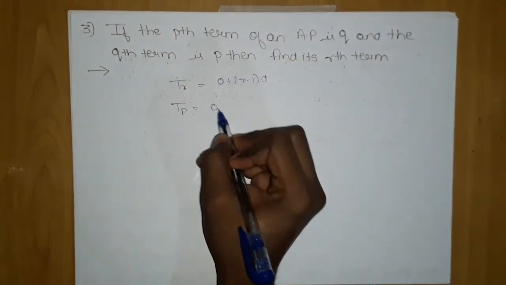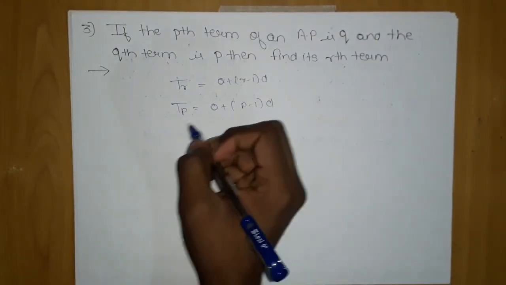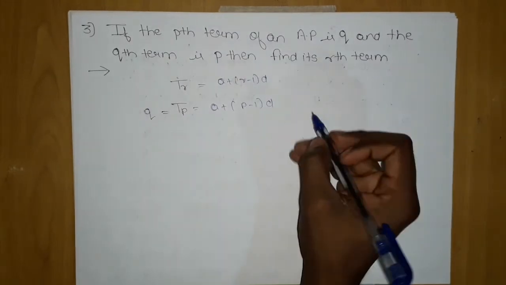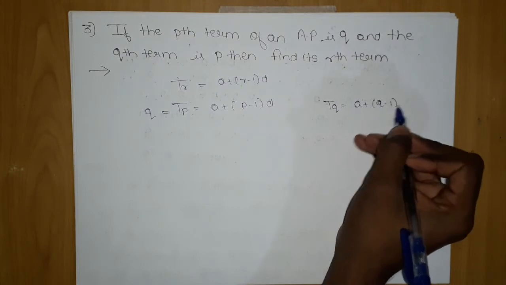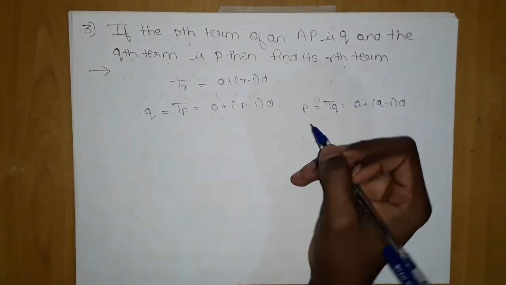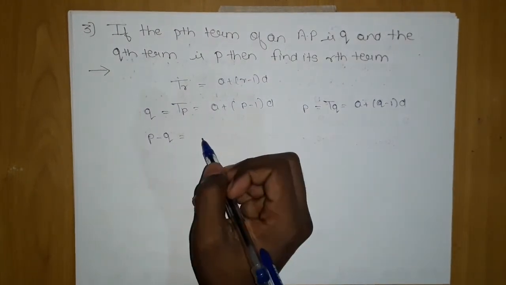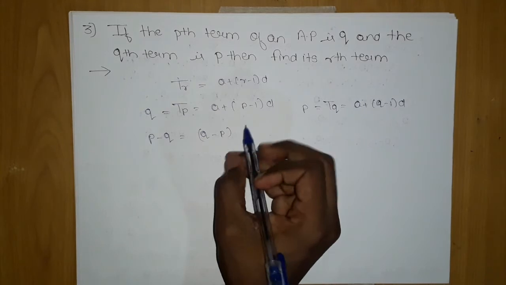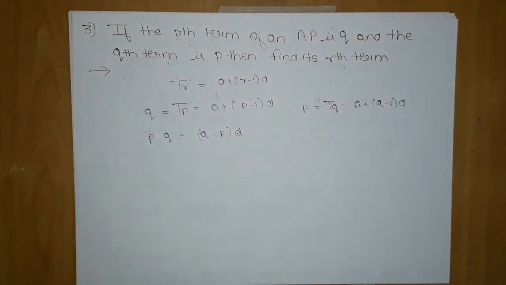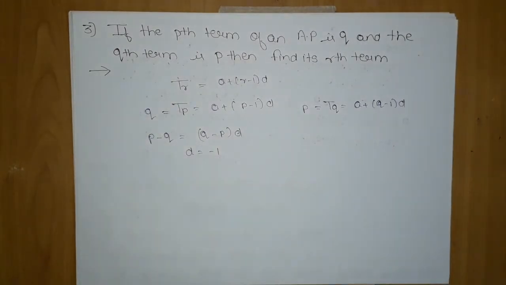TP is A plus P minus 1 into D, but the TP value is given, which is Q. Similarly for the qth term, TQ is A plus Q minus 1 into D, and it is equal to P. So if I subtract, that is P minus Q, what I get is Q minus P into D, and the rest all will cancel out, which will give me in the end that D is nothing but minus 1. I'm getting D equals minus 1 if I subtract, because A will cancel out.